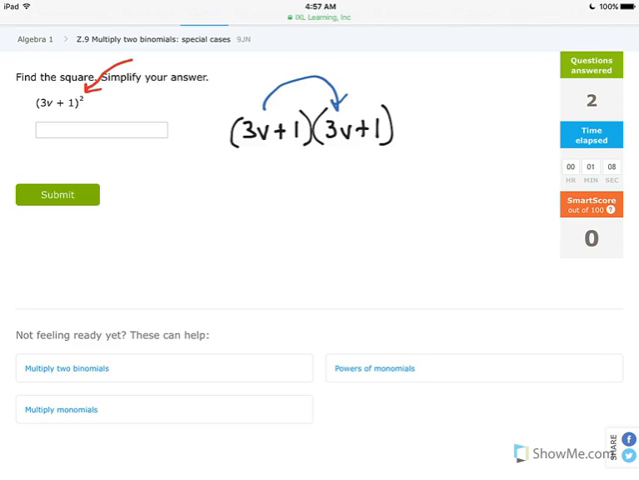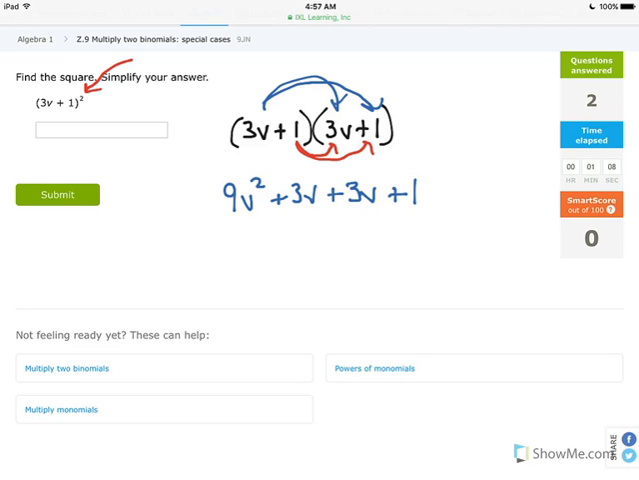So 3 times 3 should get you 9, and the v times v is v squared, so 9v squared. Distribute to the next term. 3v times 1 should get you 3v. And the second term, distribute in. So 1 times the 3v is another 3v. And then 1 times the 1 should get you 1.